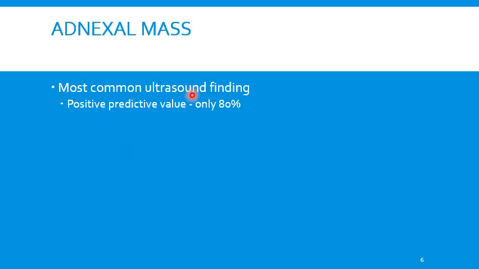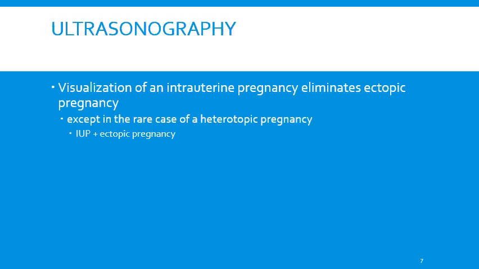The most common ultrasound finding is an adnexal mass, but this has a positive predictive value of only 80%. Visualization of an intrauterine pregnancy by ultrasound, either transvaginal or transabdominal, eliminates ectopic pregnancy, except in the rare case of heterotopic pregnancy. This is the presence of both intrauterine pregnancy and an ectopic pregnancy. For all practical purposes, the presence of an intrauterine pregnancy excludes the diagnosis of ectopic pregnancy.